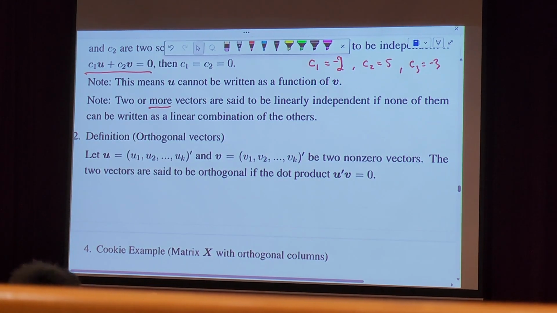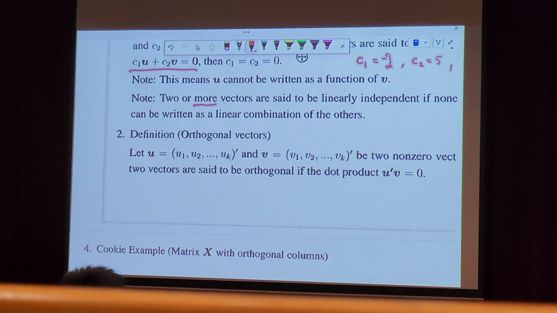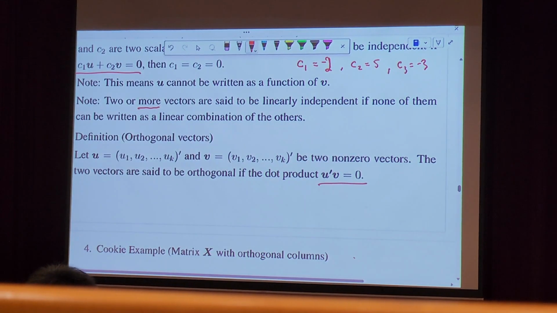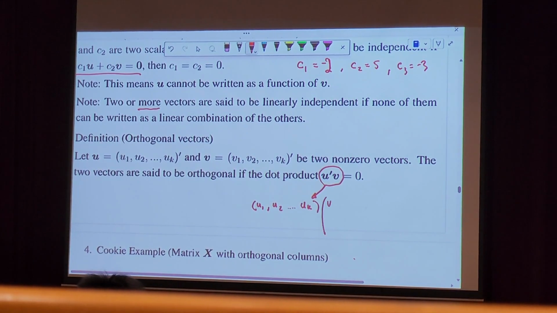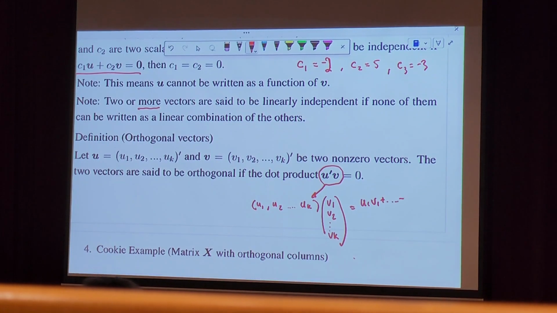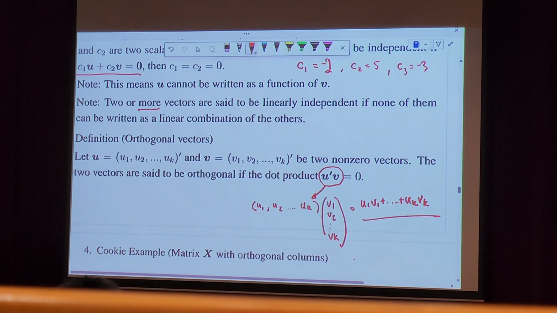Next is orthogonal vectors. Orthogonal is a very simple definition. It means the dot product is 0. So what is a dot product? It's just U transpose times V. Let me write it down. This is U1, U2, up to UK, multiplied by V1, V2, up to Vk. So this is just U1 V1 plus all the way up to UK Vk. So if the dot product is 0, then they are orthogonal.